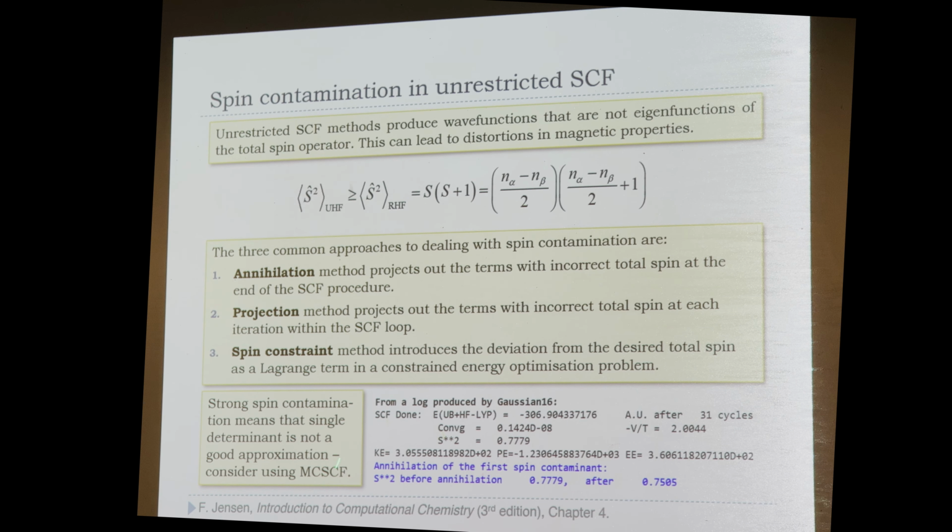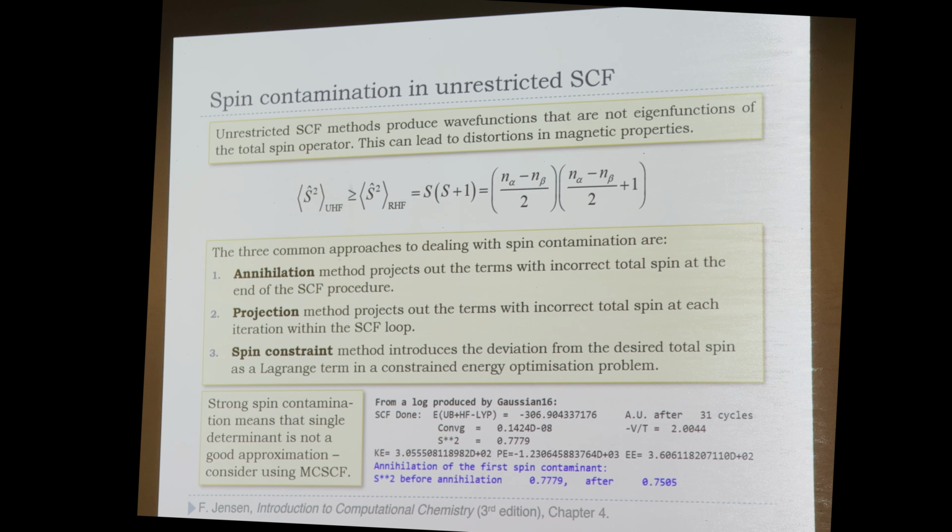And another health warning here: if you do have strong spin contamination, so the total spin does not correspond to what you expect, this usually means that Hartree-Fock theory is simply not a good approximation, and you should be using something else, which we will discuss a few slides down the line.